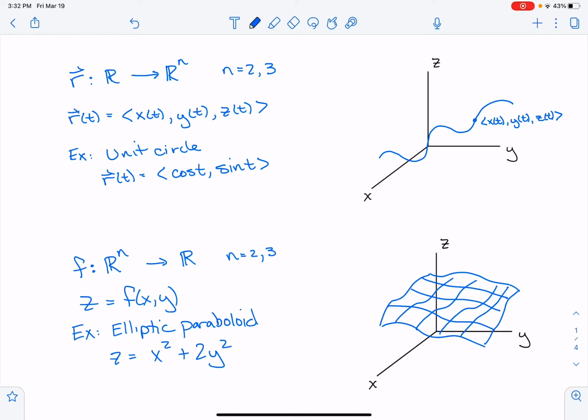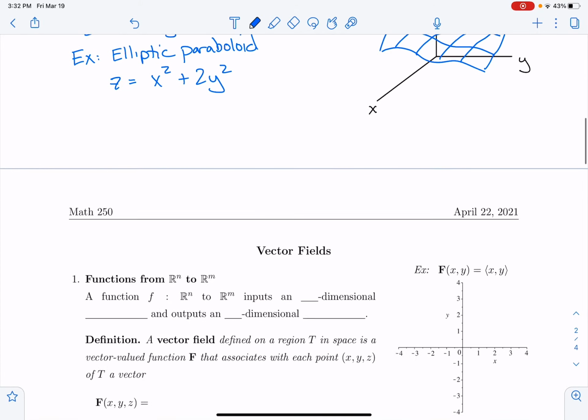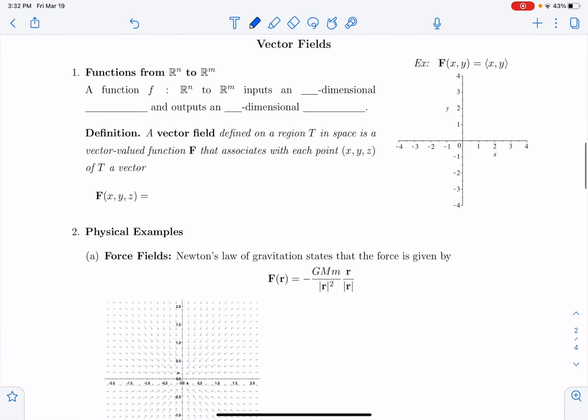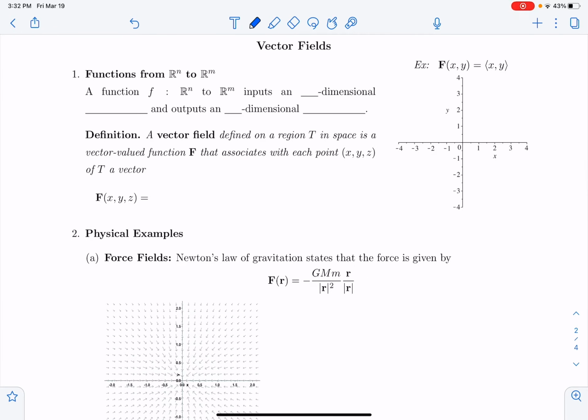Now we like to focus our attention on functions that both input and output a vector. These functions we're going to refer to as vector fields. So a function that's a vector field, which inputs one vector and outputs another, will go from the space Rn to Rm. It would input an n-dimensional vector and output an m-dimensional vector.